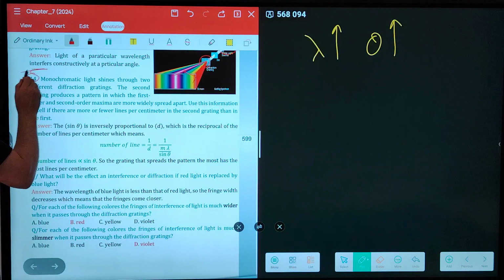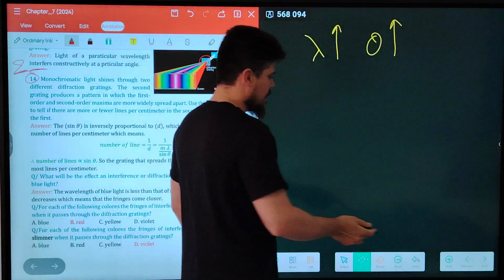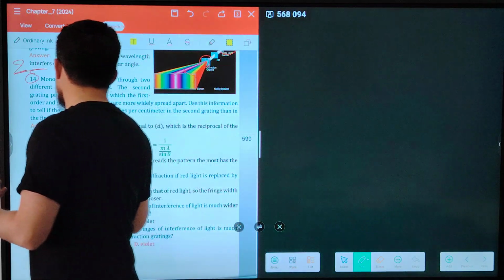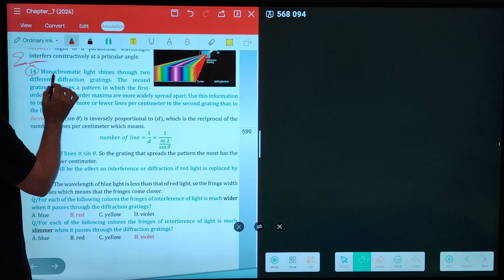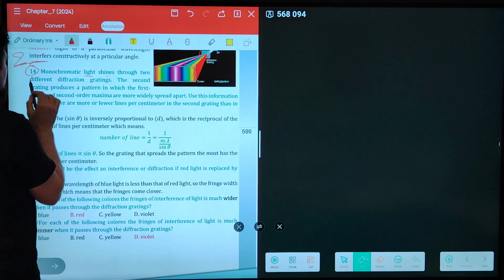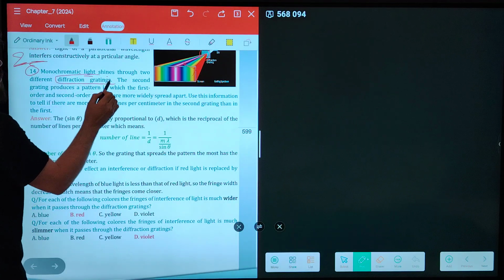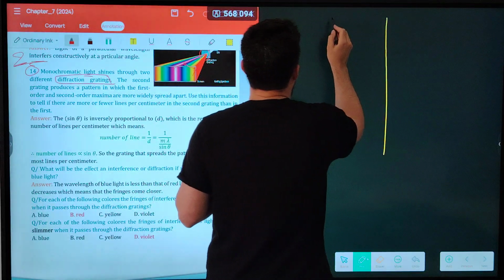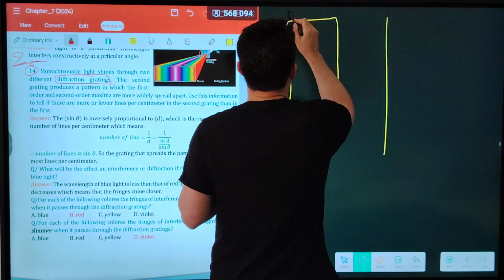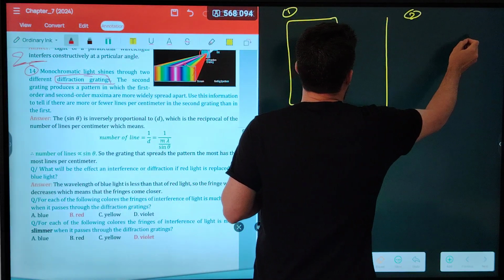Look at question 14, a very good question. You have to know this question. How can you answer this question? Okay, because I explained it in detail. Monochromatic light shines through two different diffraction gratings. How many diffraction gratings do we have? We have 2 diffraction gratings. The first one, the second one.